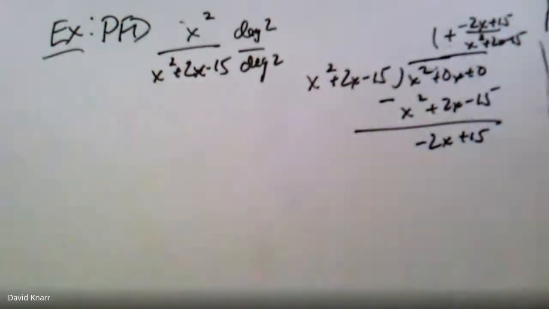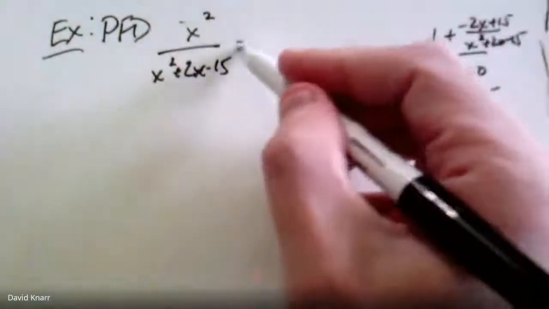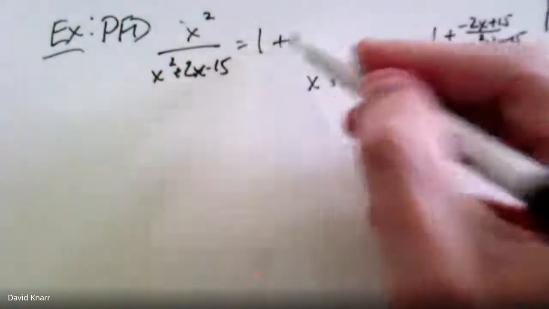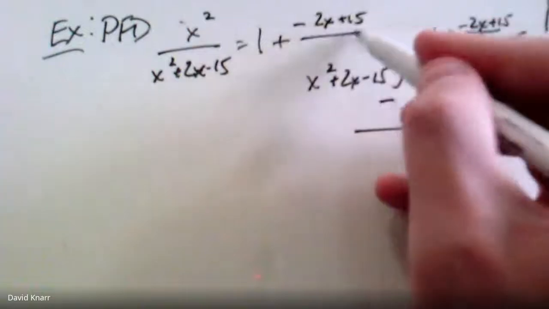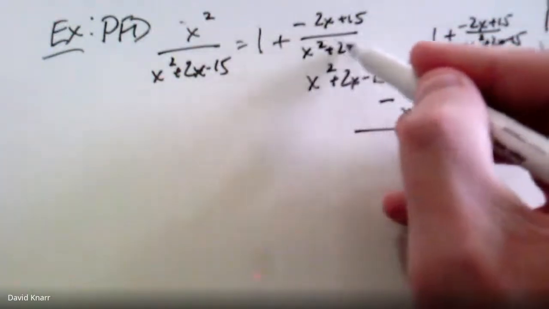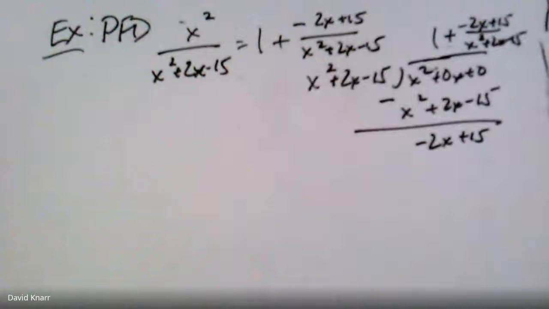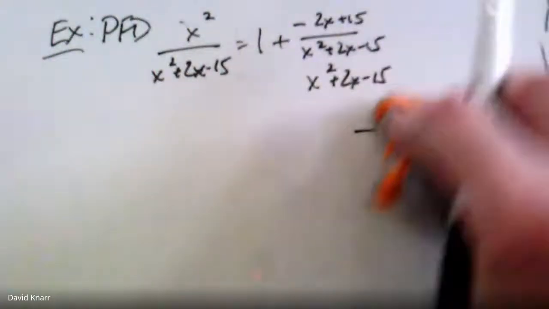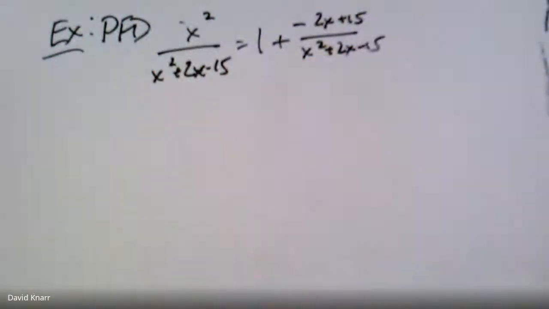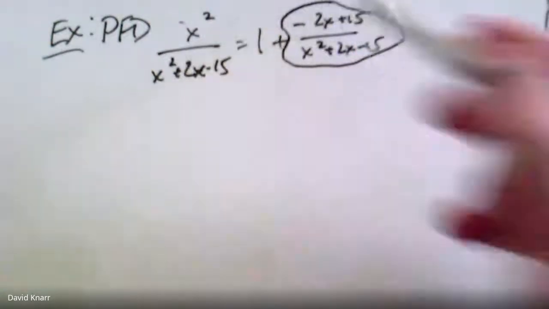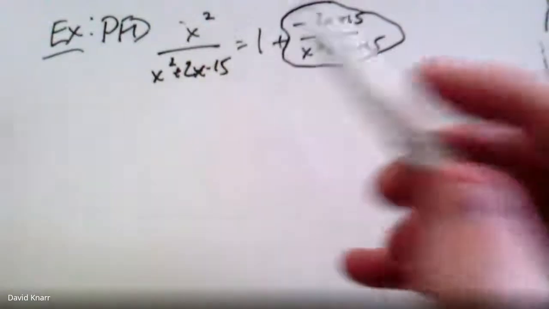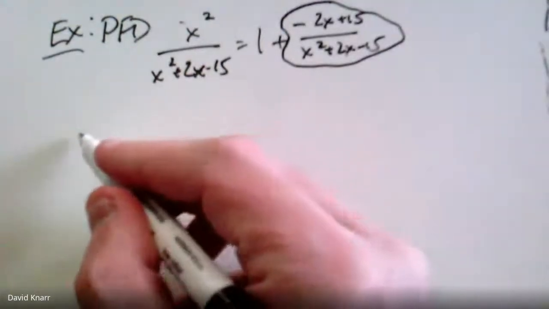All right, now we are going to say then that this is equal to 1 plus (-2x plus 15) over x squared plus 2x minus 15. Now it makes it easier to see than what we just had. And now we are going to decompose the remainder. The 1 will be part of your answer. Okay, so let's go decompose the remainder.